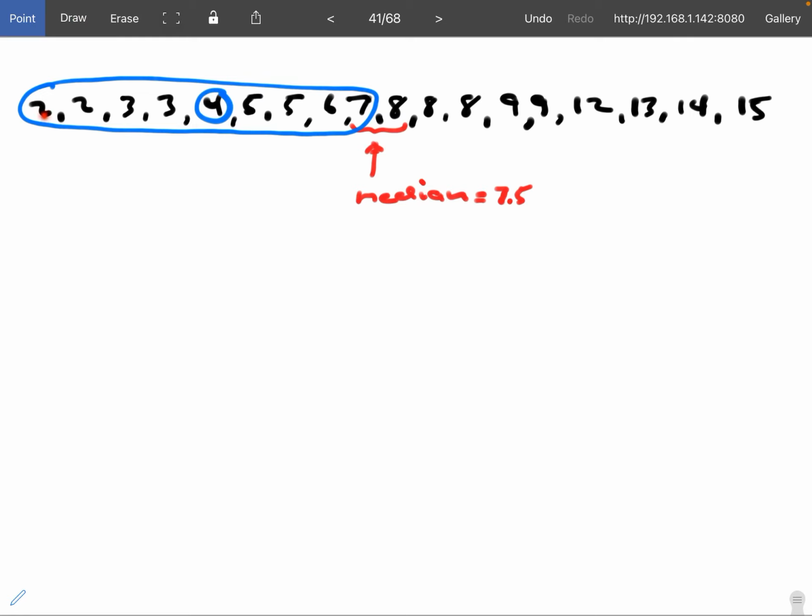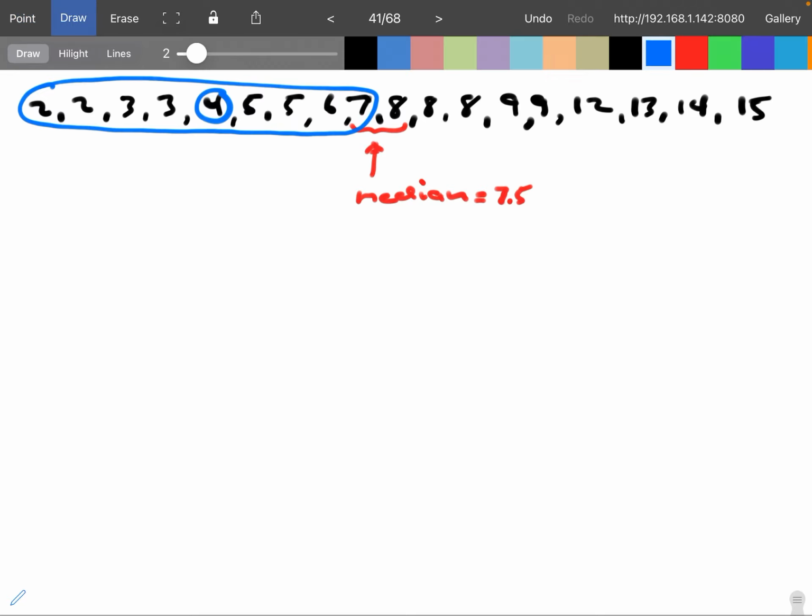Because then you got 4 data values here, and you got 4 data values here. So again, do not include the median though. If you happen to have an odd number of data values, do not include the median when you look at the lower half of the data. All right, so the 4 is in the middle of the lower half of the data. So this is called the first quartile. So that is the first quartile.